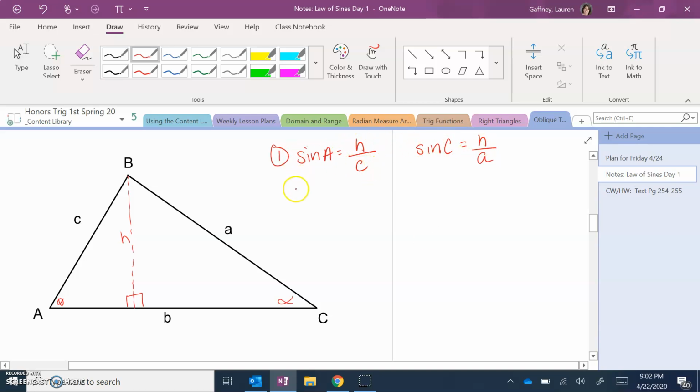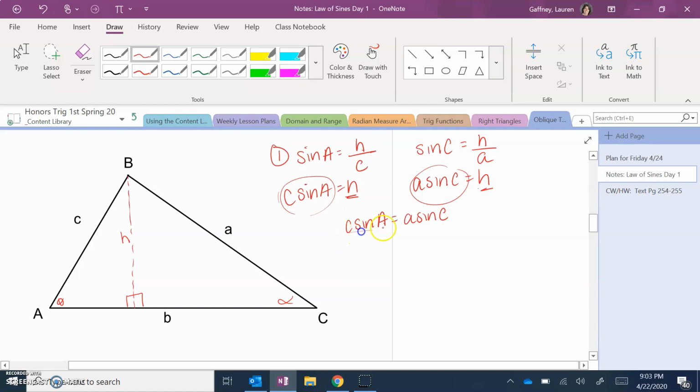To do that here, I would multiply C over. So side C times sine of A equals H. Here, side A times sine of C equals H. Okay, now since they both equal that same height, I'm going to set these two pieces equal to each other. So I have C sine of A equals A sine of C.